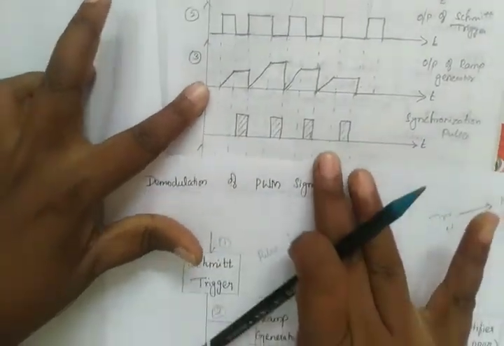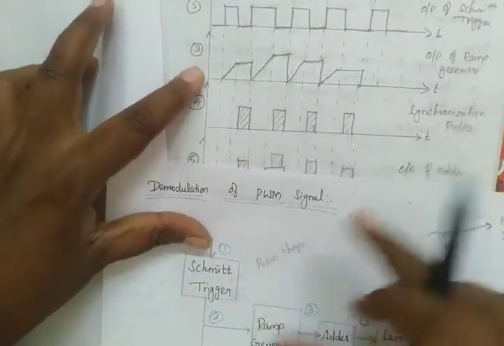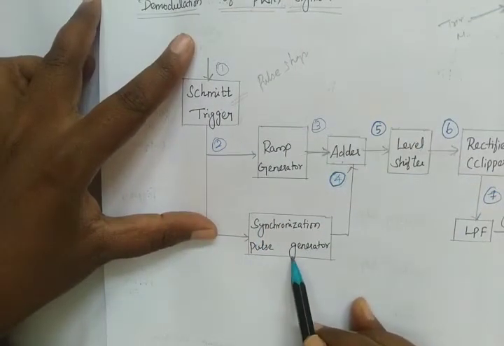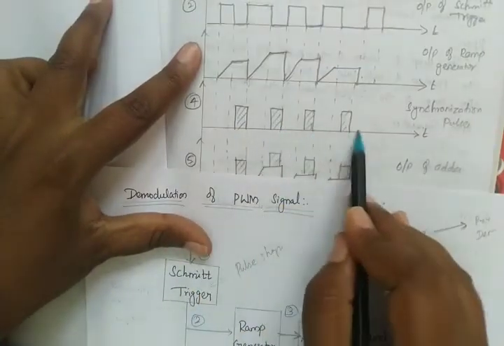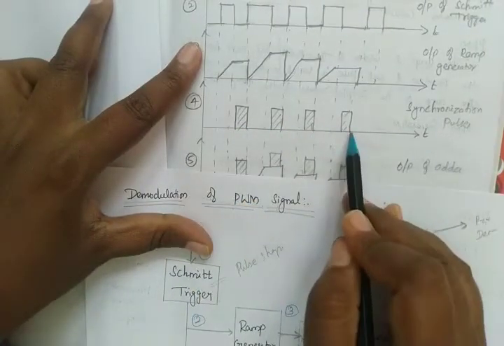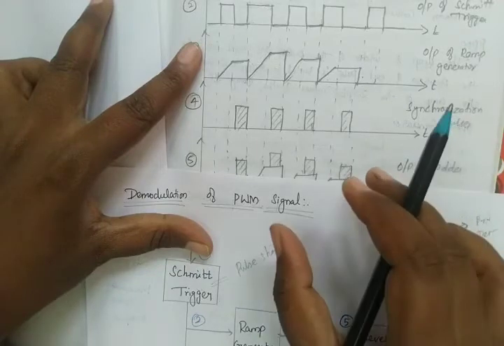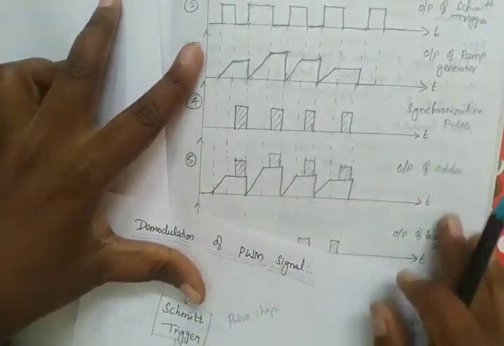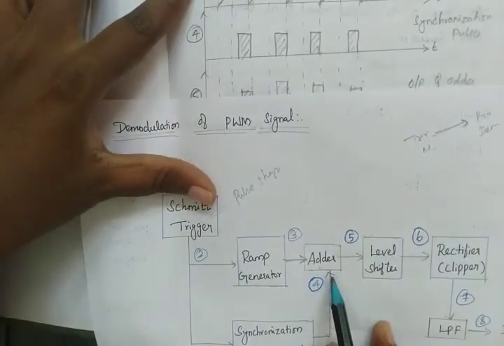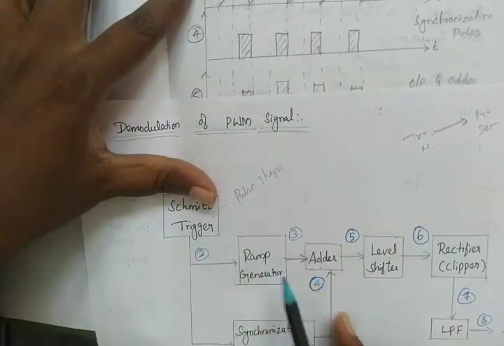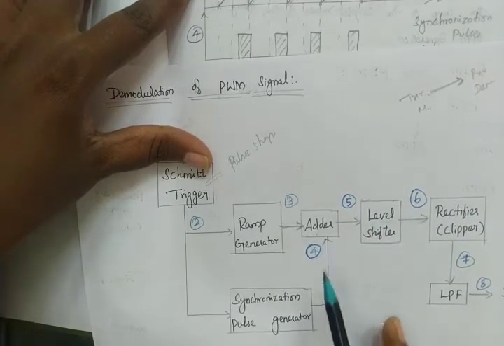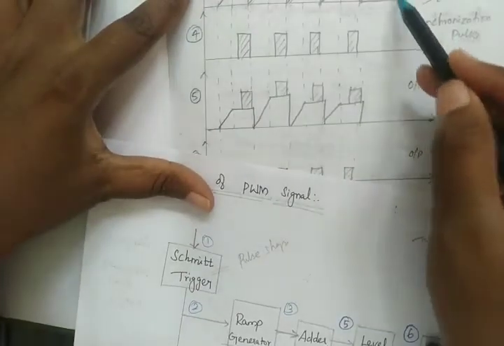Listen here, these are our synchronization pulses. So what is meant by the synchronization pulse generator? This will produce a train of pulses, that is, it will produce pulses here. So this is the output of the synchronization pulse generator. This will generate the train of pulses. And now here we have an adder circuit. What is the function of this adder? This will add the ramp generator output as well as the output from the synchronization pulse generator. And now these two signals are added here.